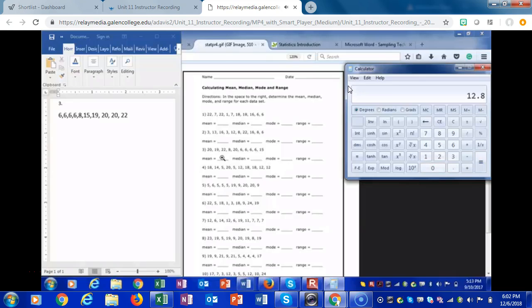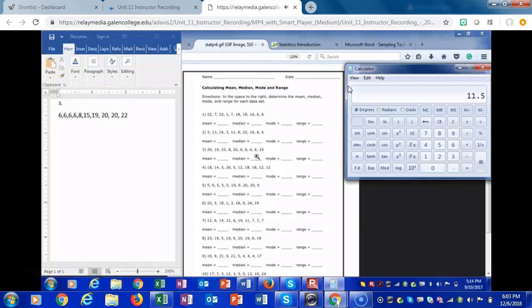12.8. The median, because we did it from least to greatest, the median is between the 5th and the 6th number, or the average of the 5th and 6th number. So the median, I see we have 4, 5, 6. So the median is the average of 8 and 15. So 8 plus 15 is 23. If you divide that by 2, you get 11.5. Okay? So your median in this case is 11.5.